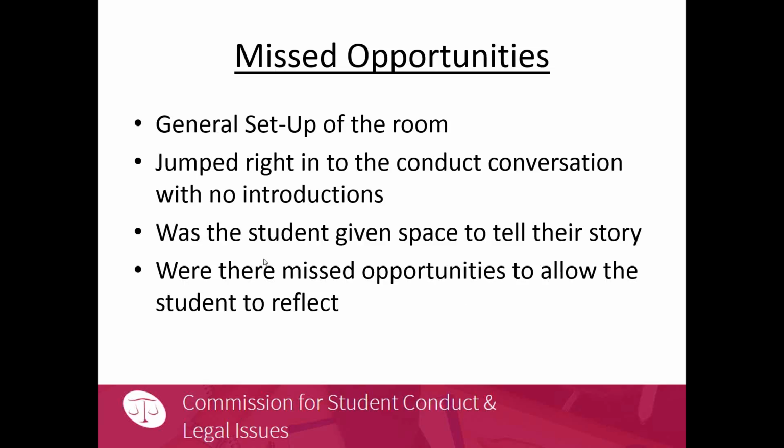I would suggest when that begins to happen, how do you pause the situation? Maybe that's with asking a question or asking them to restate something that they've said. But how do you provide an opportunity for them to reflect on the situation versus just being defensive?